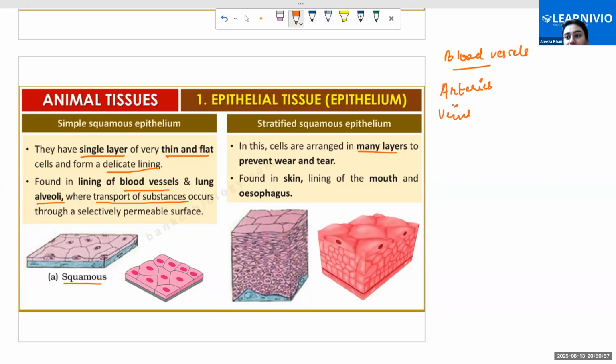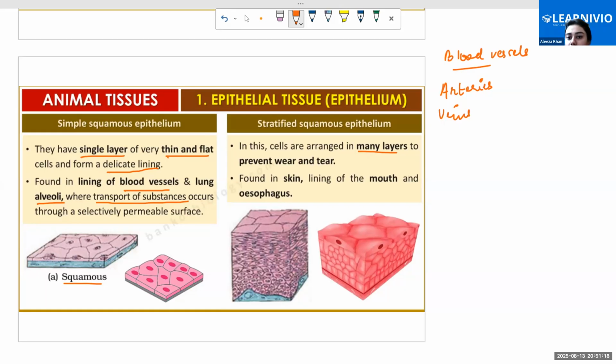So there must be excessive pressure of the blood flowing across them. Yes. So why do they rupture? Whenever there is excessive pressure, why do they rupture? Because only a single layer is there. Okay. Whereas in stratified squamous epithelium, the layers are multiple for the cells.